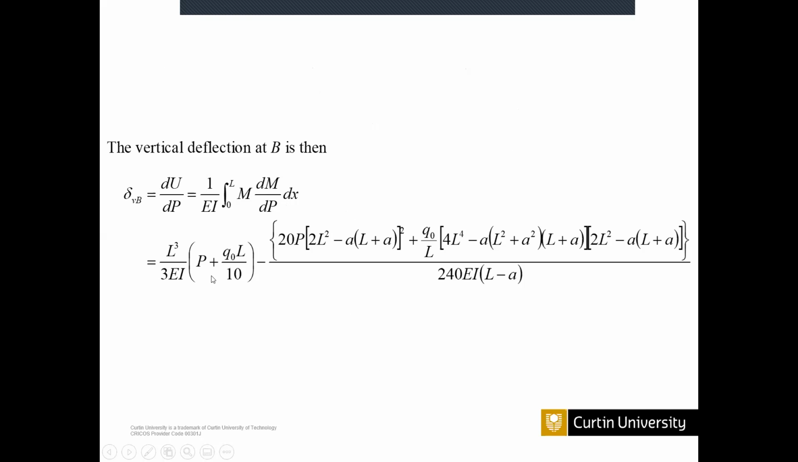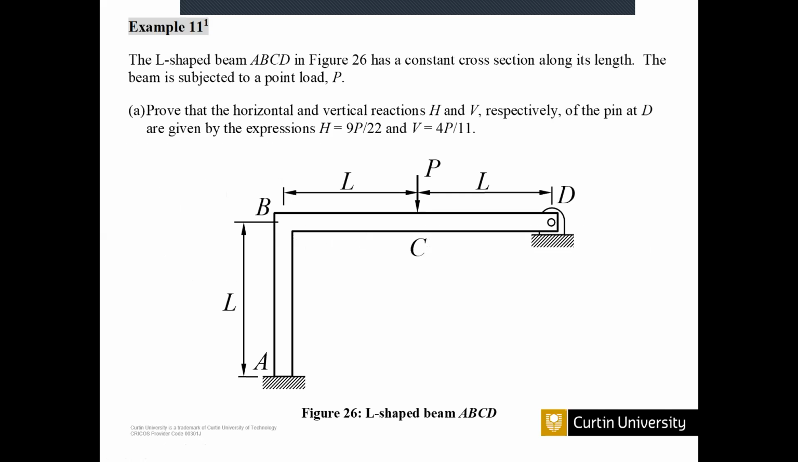So that's how we can deal with it if you have unknown reactions, unknown things: you need to find them out with the boundary condition or something like that. So we can use the Castigliano theorem for that as well. So any questions? Any questions?